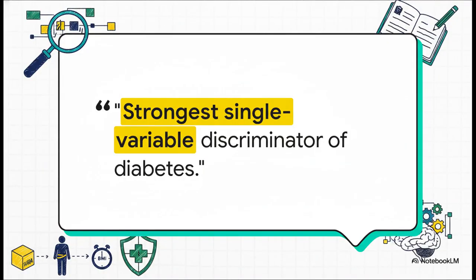And just to really drive the point home, the original analysis puts it perfectly. Glucose isn't just a strong clue, it is the, and I'm quoting here, strongest single variable discriminator of diabetes in this entire dataset. That is the absolute cornerstone of any predictive model we're going to build.